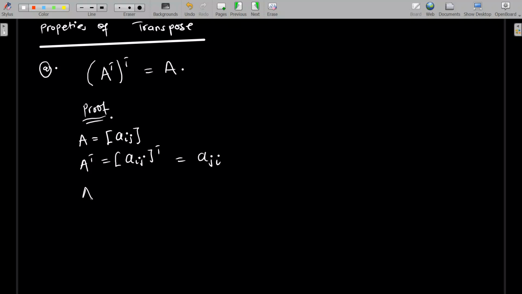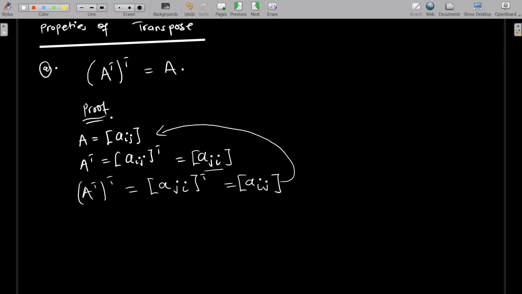Now I want to find the transpose of A transpose again, and that's going to be the transpose of this guy, because A transpose gave us little Aji in square brackets, then transpose, and that's going to be interchanging I and J. So I'm going to have square bracket Aij, and this is the same as A. So that ends this proof, right? So that's a proof to why the transpose of A transpose is equal to A. I hope this makes sense.